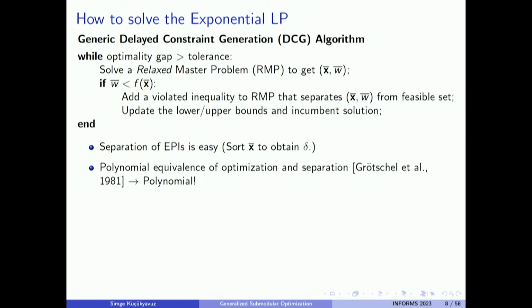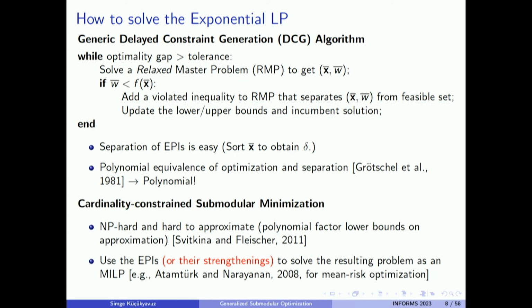Well, so how do we separate? It turns out separating extended polymatroid inequalities is very easy. It's just a sorting algorithm. Sort the x bar to obtain the permutation that you need. And from the polynomial equivalence of optimization and separation, a very well-known theorem, using some ellipsoid arguments, this results in a polynomial time algorithm. Even though the number of inequalities is exponential, you can argue that this algorithm is polynomial time solvable.